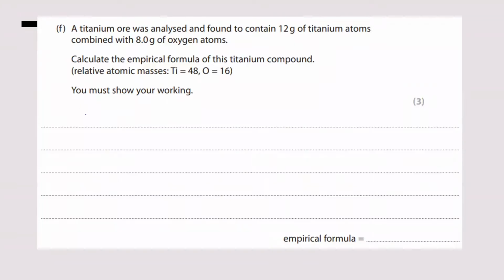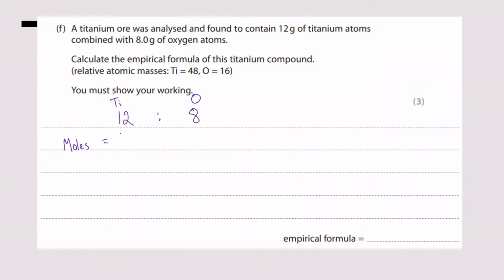So for the empirical formula, you've got 12, let's write this out like a ratio, it's good to do ratios. This is titanium, Ti, this is oxygen, O. So 12 to 8. Let's work out in terms of moles. I always think this is the best way of doing it. There are other ways, but this is easier to follow.